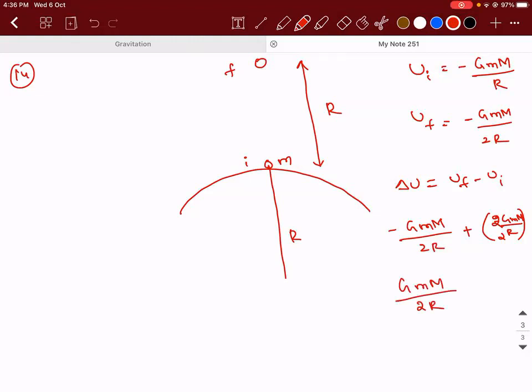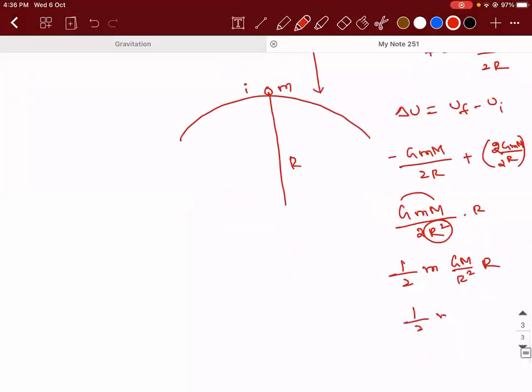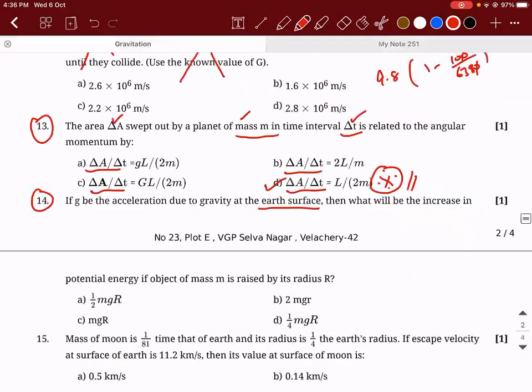Okay, I'll multiply and divide with R. Then what is G capital M divided by R square? Acceleration due to gravity on the surface of Earth. So can I write this as half into m into g into R? Right. So option A.